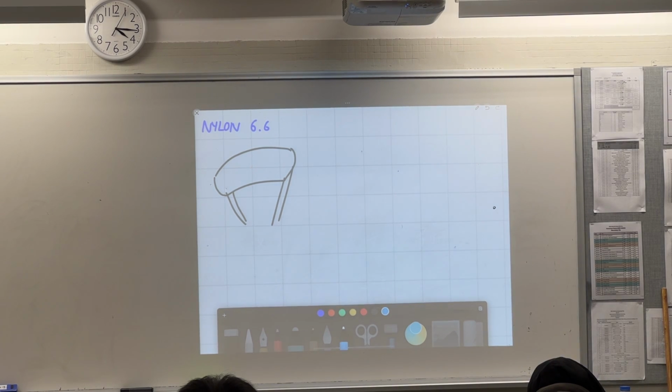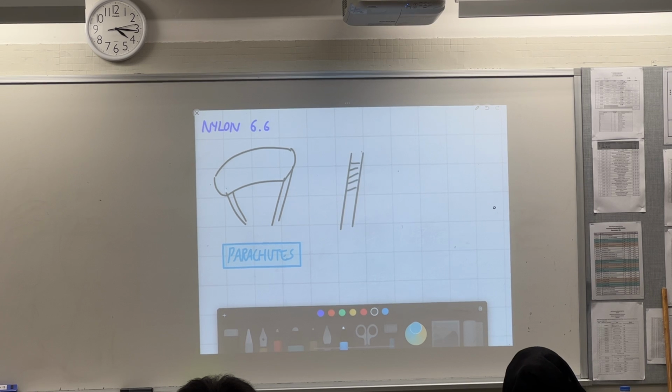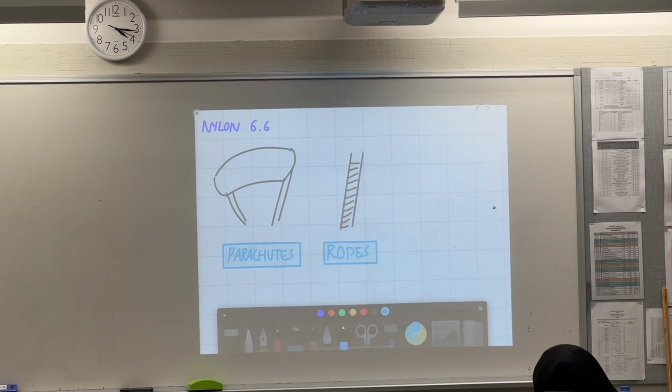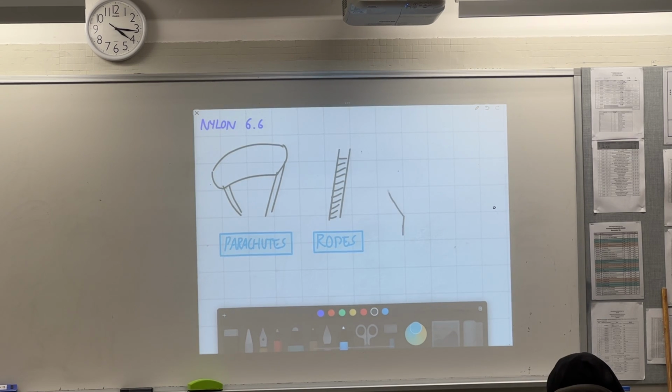So can you put down some examples? So parachutes. Ropes, if you're climbing, so they can be used to form very, very tough ropes. They can also be used to form tennis racket strings. Okay, so this is like the tennis racket. You have these tennis racket strings.